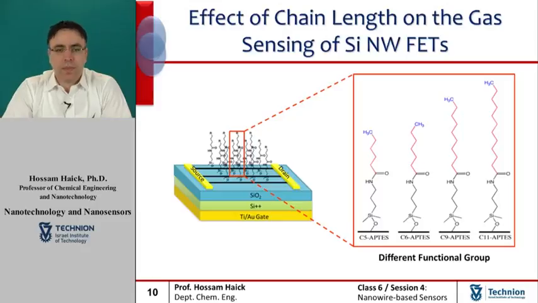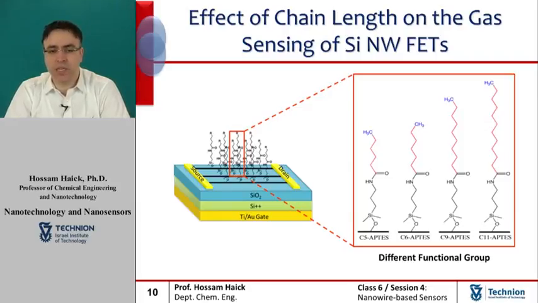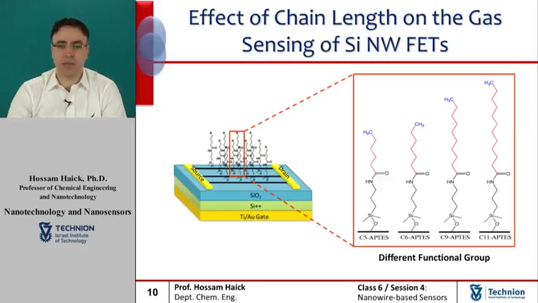As seen on the figure which is presented on the slide, in addition to the exploration of the effect of the functional groups on the sensing of the silicon nanowire field effect transistors, researchers have also explored the effect of the chain length on the gas sensing of the silicon nanowire field effect transistors. Here, the molecular layers have similar backbone and functional group, but differ in their alkyl chain length, namely from chain length that range from C5 to C6, C9, and C11, as seen in the schematics.